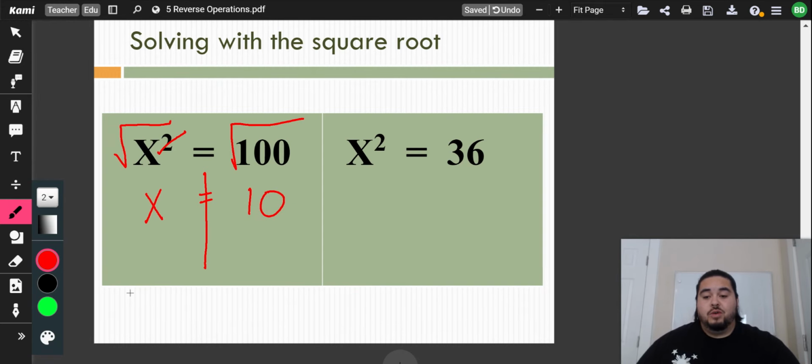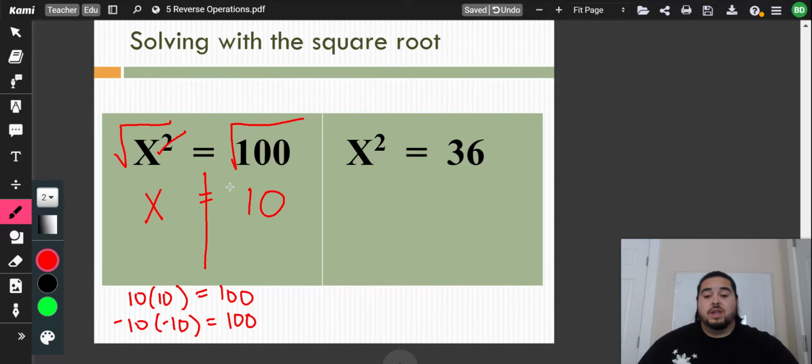So let's look really quickly at why. 10 times 10, that's going to give us the value of 100, and we know that. But then we have negative 10 times negative 10. And negative times negative makes it positive. 10 times 10 also gives us positive 100. So not only does positive 10 work, but negative 10 works as well.